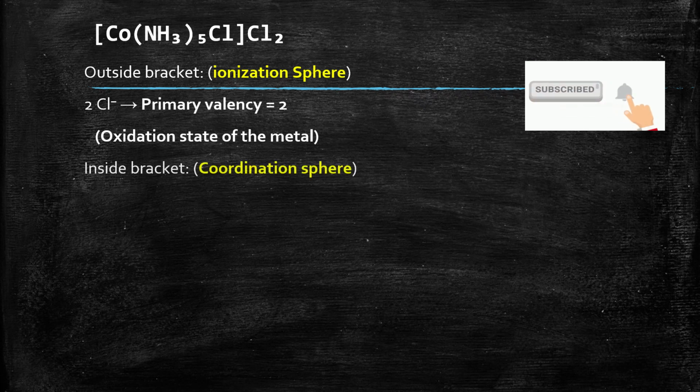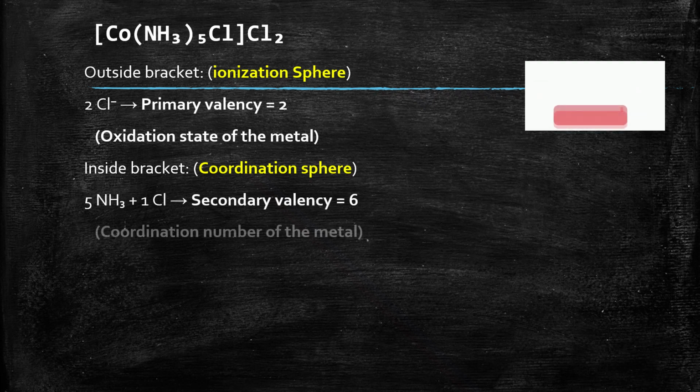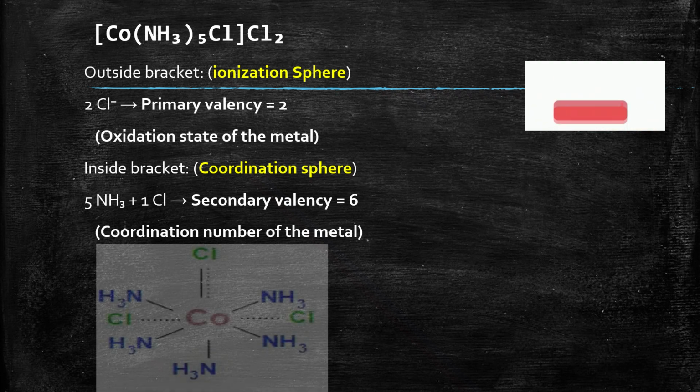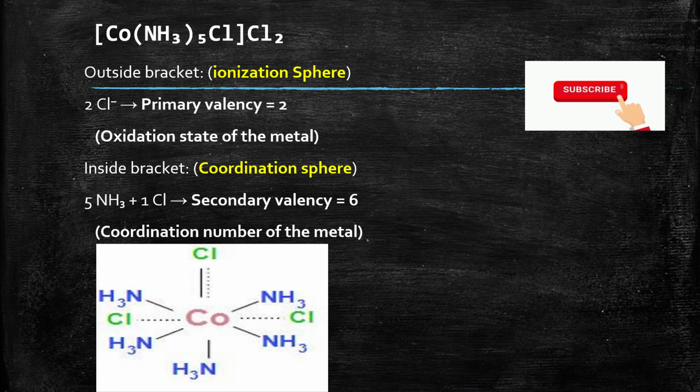One is amine and the second one is chloride. Amines are 5 and chlorine is only 1. So 5 plus 1 is equal to 6. So secondary valency is 6. Like this you can easily identify the primary and secondary valencies in a compound.